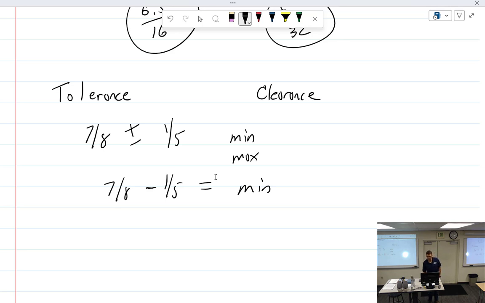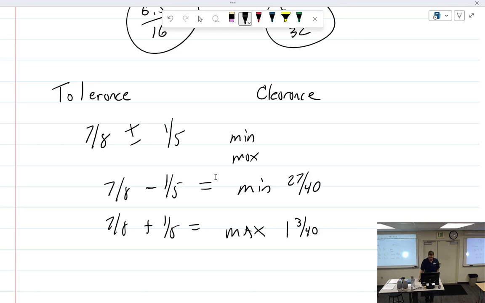27/40. Yes. And then the other direction, if you're going up, it would be 1 3/40. So 7/8 plus 1/5 equals the max. And what is the max? 1 3/40.